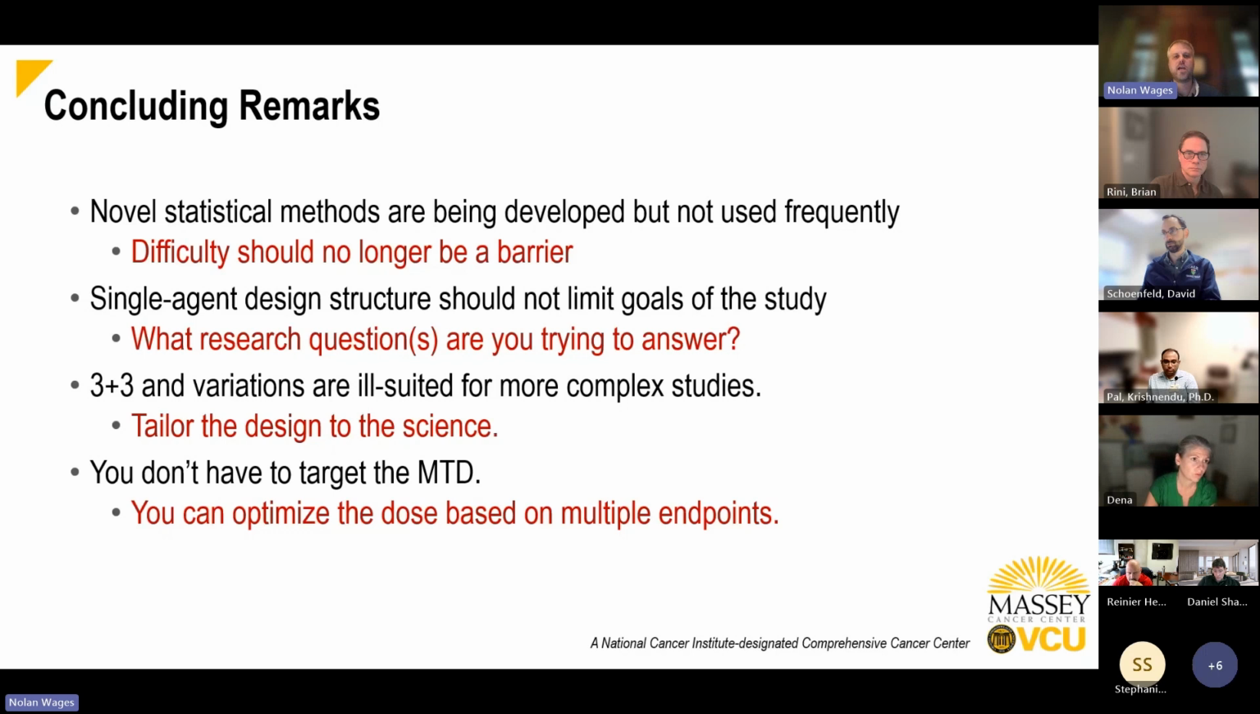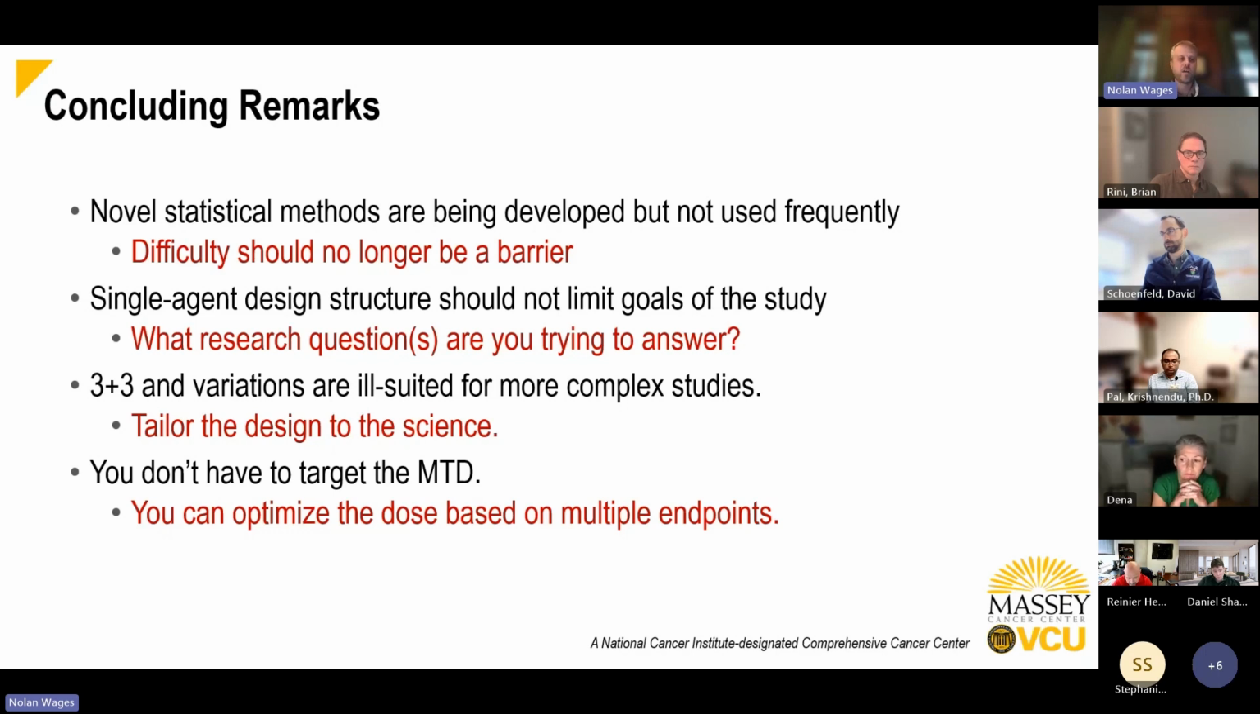Don't let the single agent design structure limit goals of the study. So really, this is a general clinical trial comment. What research question are you trying to answer? And try to design a trial that answers that question, right? So sometimes I've had clinical investigators come to me and say, oh, we really want to escalate both of these agents, but we're not sure if we can do that.